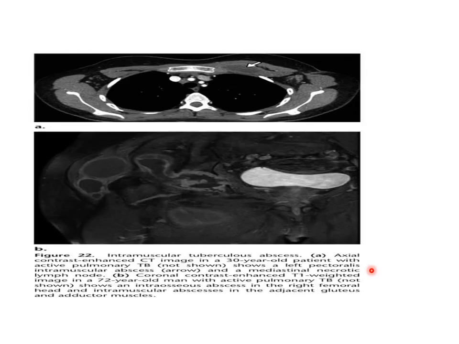And this is also intramuscular TB with mediastinal involvement. It can extend to the pectoral muscle and cause abscesses in the muscle. This is also one feature of TB, that it causes intramuscular abscesses. This is also the hip joint, and this is the abscess.